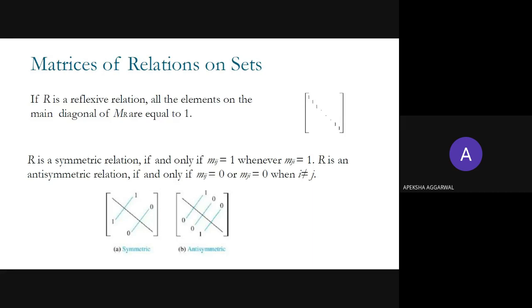So anti-symmetric matrix will be the same as asymmetric, except that 1,1, 2,2, 3,3 would not be there, except reflexive elements will not be there. Okay, so that becomes asymmetric. Simple.